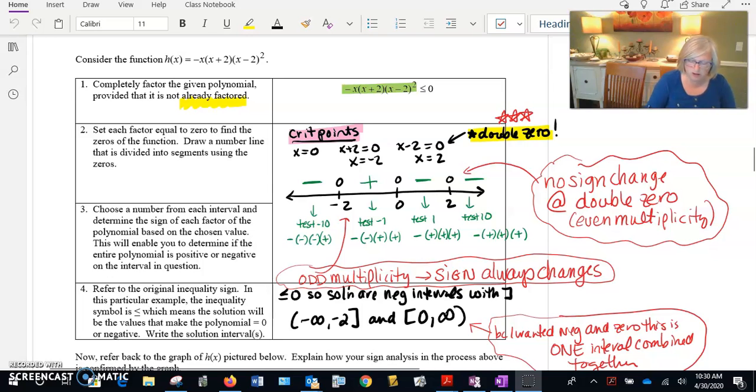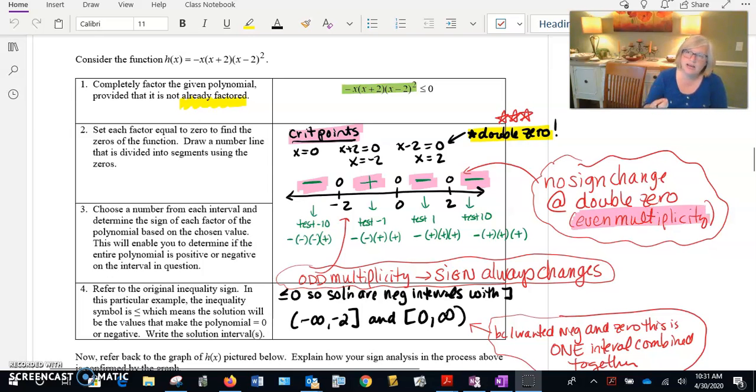As you can see below, I went through and ran my tests, and we got a negative for the first, a positive for the second, a negative, and then a negative. A lot of times students feel like the sign should always alternate, and that's not true. The main point of this example is that if you don't have a sign change, it's because you had a double zero, a zero whose factor actually occurred more than once. When I talk about a double zero, what I'm really talking about is even multiplicity.